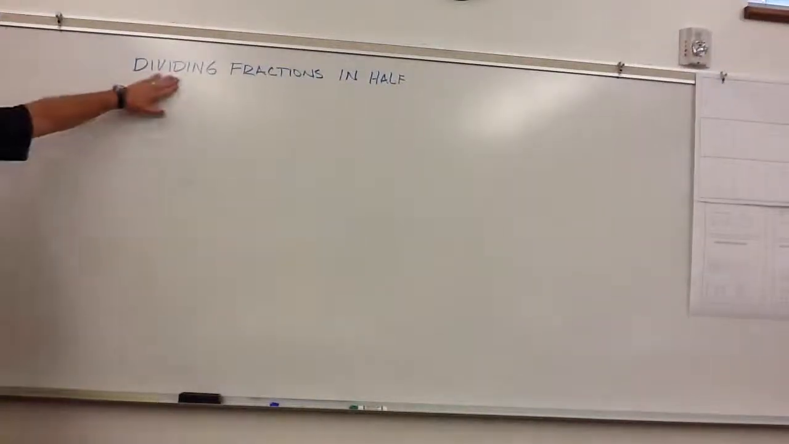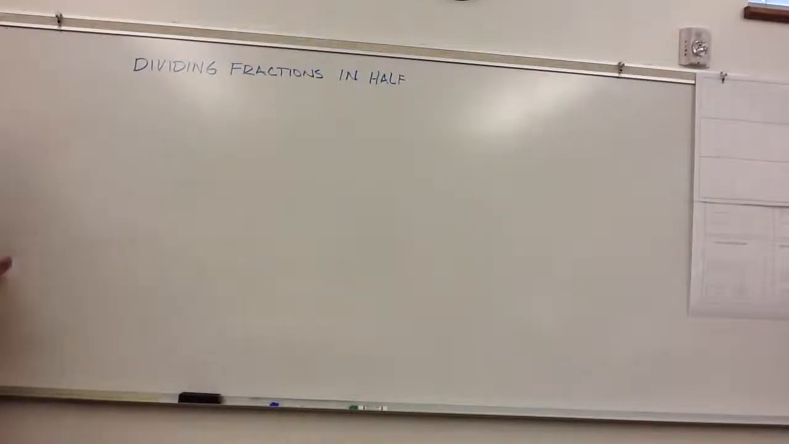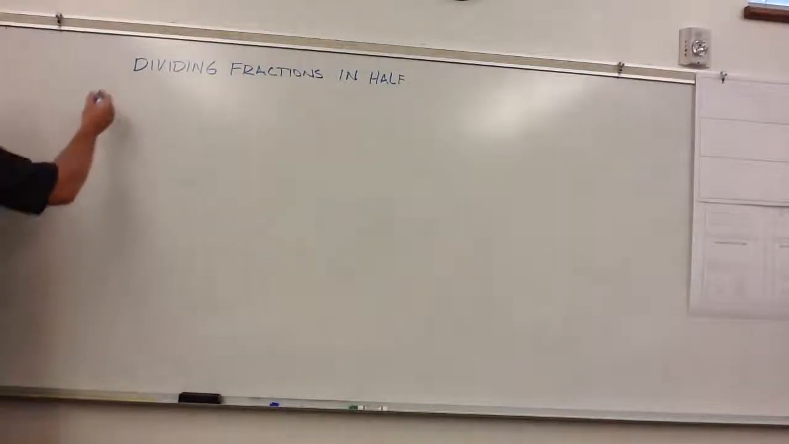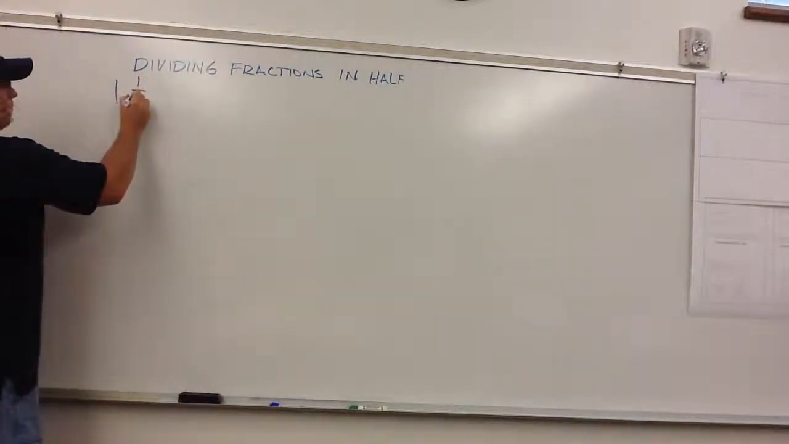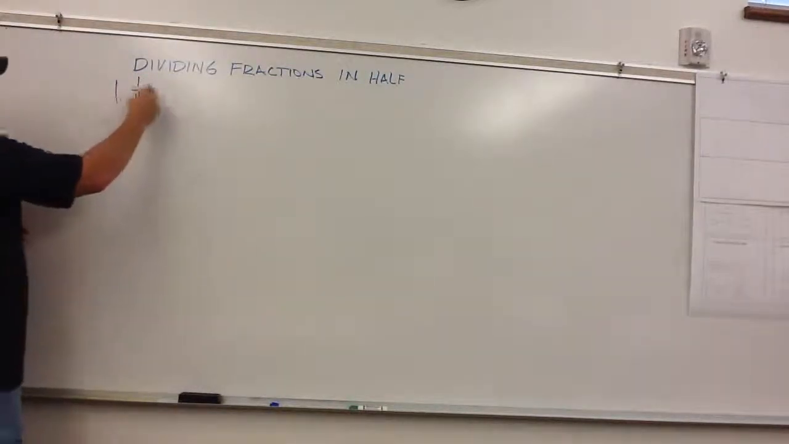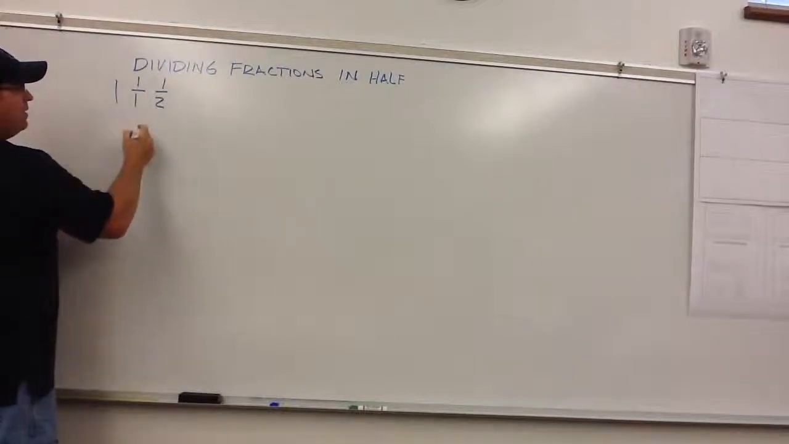Let's talk about dividing fractions in half. We use this a lot in drafting with radius and diameter, if we're doing half scale, stuff like that. So let's start with just our whole number 1. And if we convert that to a fraction, I know that is just 1 over 1. And half of 1 is just a half.